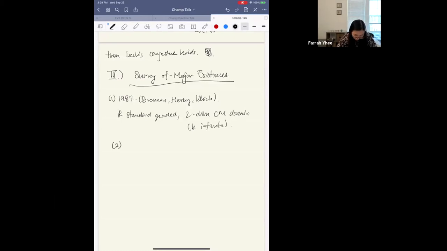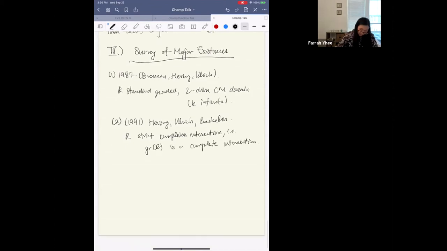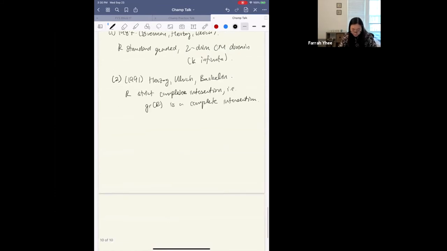Then the next breakthrough was in 1991, by Herzog, Ulrich, and Backelin, where they proved that if R is a strict complete intersection, then you have Ulrich modules. And what do I mean by strict complete intersections? I just mean that the associated graded ring is a complete intersection. Okay, so that was 1991.